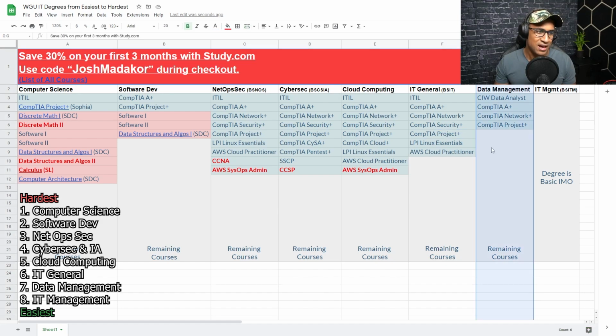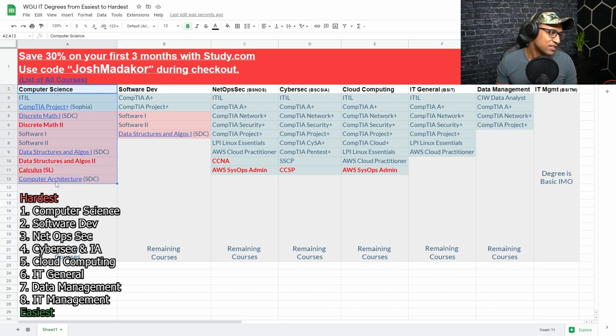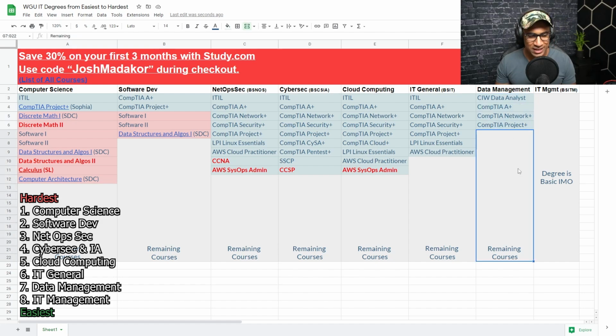Data management. Out of all the IT degrees with certs, this one has the least amount of certs, obviously, as you can see. Really basic ones: A+, Network Plus, Project Plus, CIW data analyst, and then there's a few more data courses mixed in here. I think there's an advanced data management course. I almost put it on here as being difficult, but it wasn't that hard for me, to be honest, especially compared to some of these ones here. So that's data management. Four certificates, rest are in-house classes from WGU.